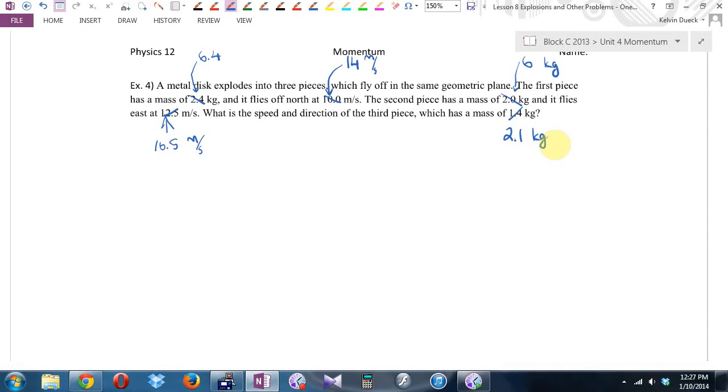What's this question asking me to find? The speed of the third piece. And it's an explosion, which means it's a job for conservation of momentum.